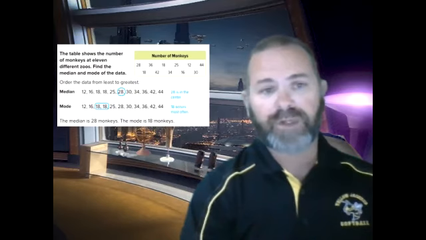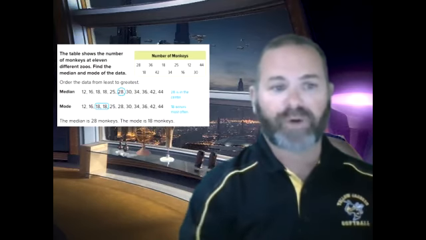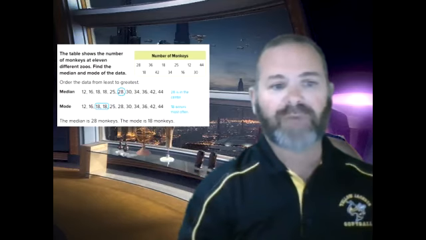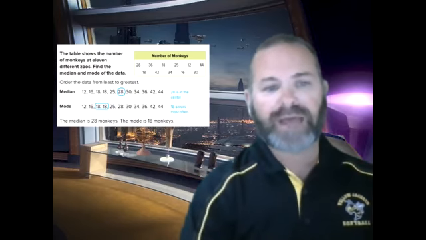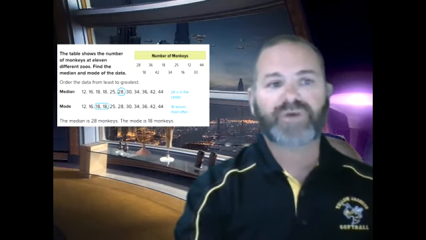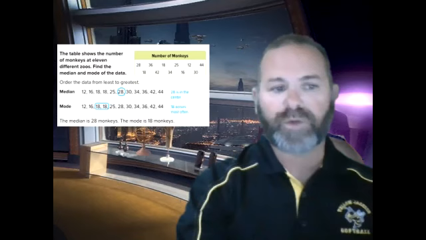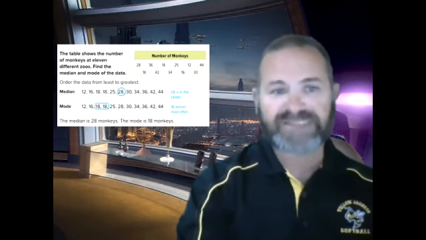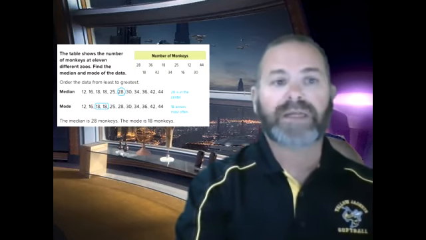For the mode, all we need to do is look at our set of data that's in order from least to greatest, and we notice that we have two 18s and we don't have any repeats on the other data values. So since we have two 18s and no other repeats, that means the mode is 18. So for this set of data, the median is 28 monkeys and the mode is 18.